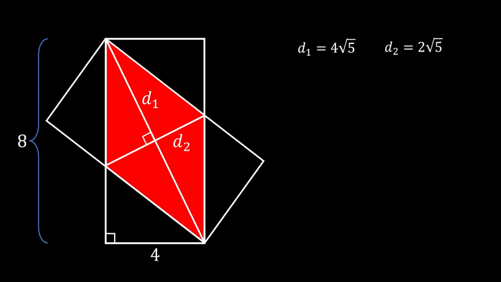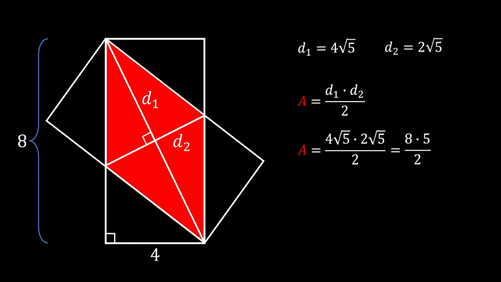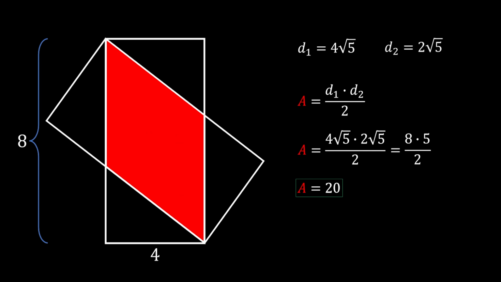Alright, so now we will just use the formula for the area of the rhombus. And this formula states that the area of the rhombus is equal to half of the product of its diagonals. So we will just substitute the values of our diagonals and work through this to finally get that the area of our rhombus is equal to 20 squared units, and again we have our solution.